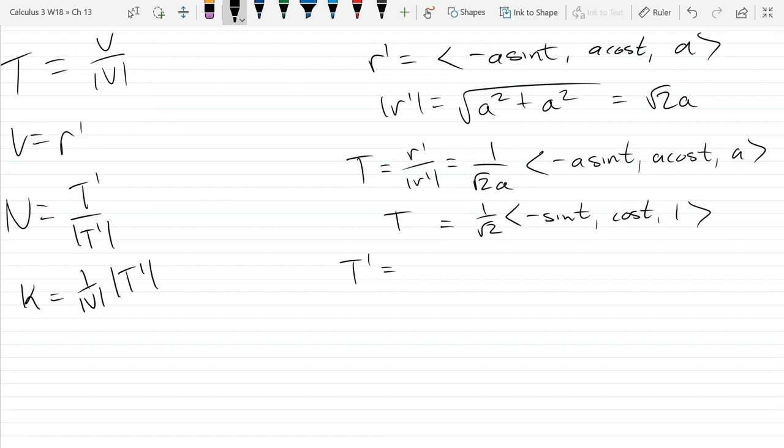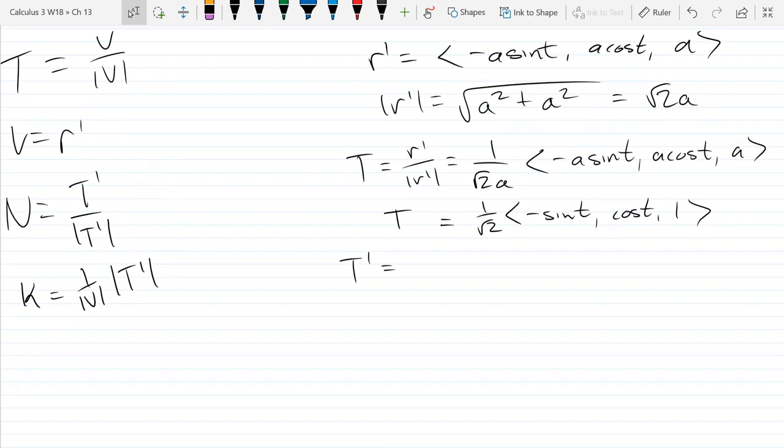Let me know if I made any mistakes up there, or if there's any confusion. I'm skipping some steps when I simplify, like I never even wrote cos squared plus sine squared, and I just factored out the a squared, and that's what you see right here in the square root. So I'm skipping pretty much all the trig simplification.